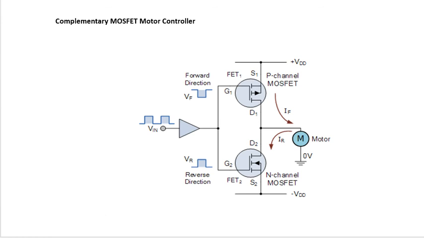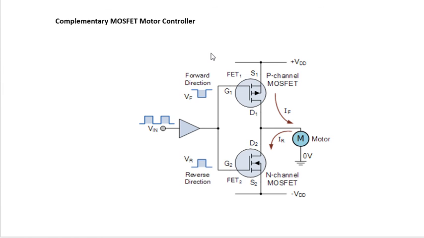Now let us move to a complementary MOSFET motor controller. Here we have used two different MOSFETs. One is the P channel enhancement MOSFET and another is the N channel enhancement MOSFET. We have tied their gates together and they are connected to a motor load.